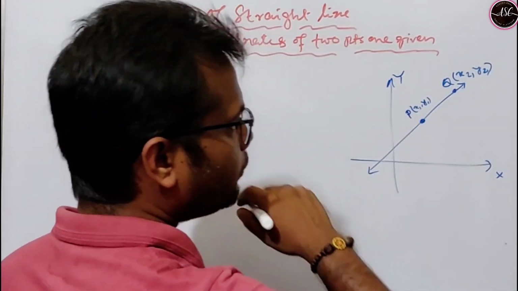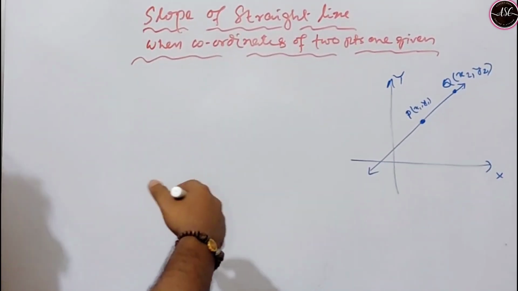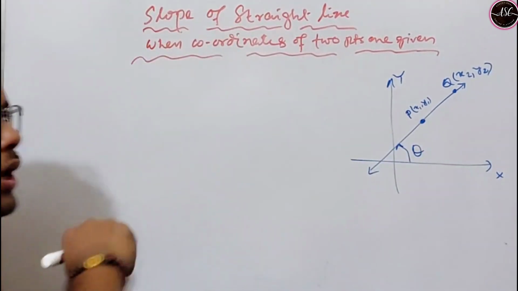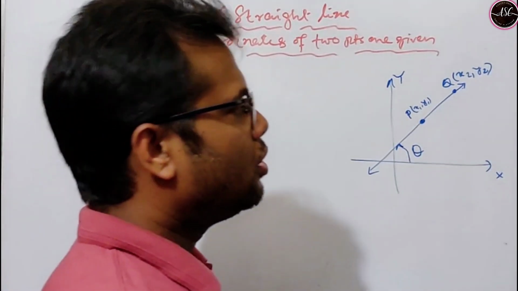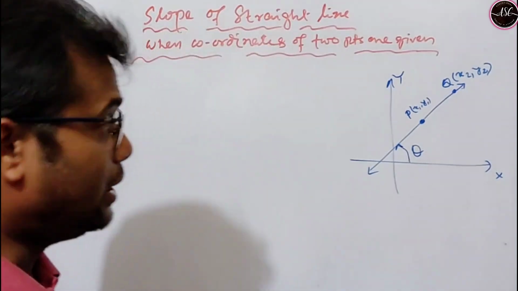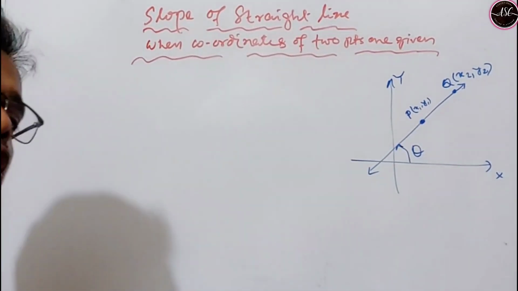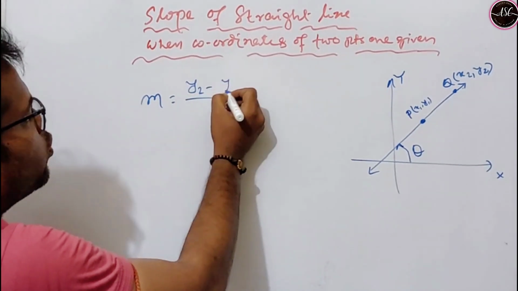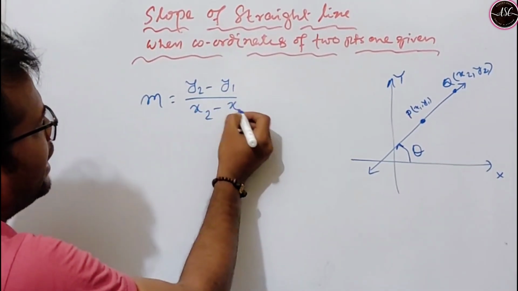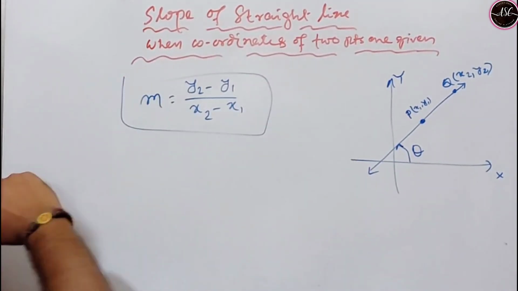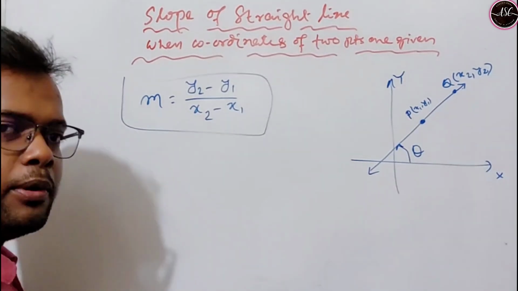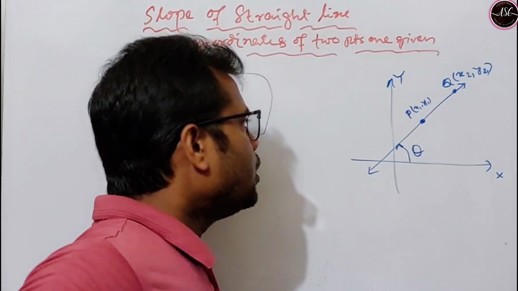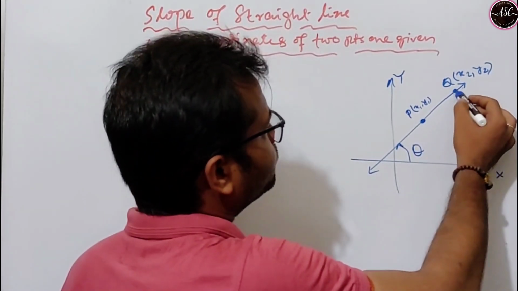Let this angle be theta. The inclination of the line is theta. So what will be the slope? Just look: m equals (y2 minus y1) divided by (x2 minus x1). This should be remembered. This is a very useful formula. So how does this come?